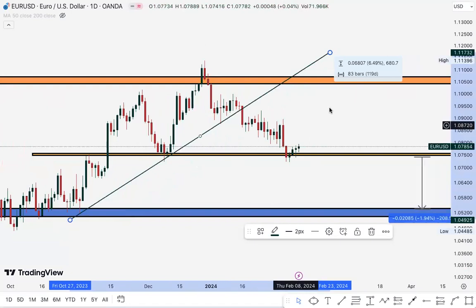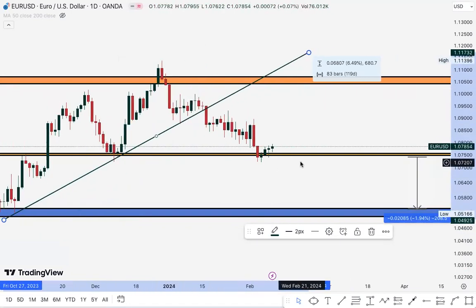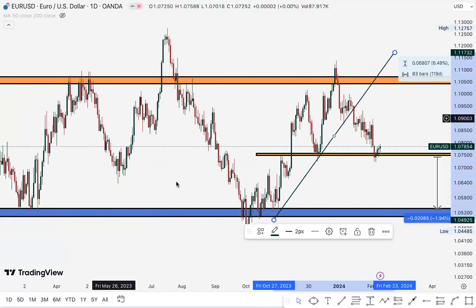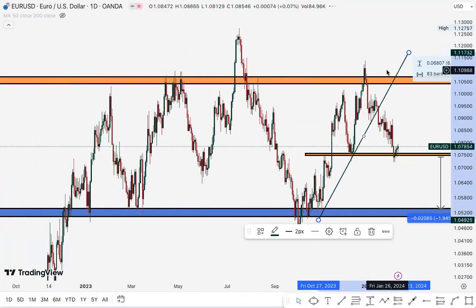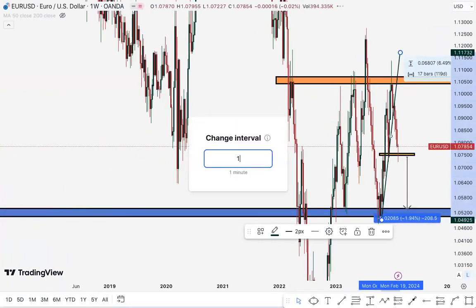All right, so as you can see, this was also a head and shoulders pattern forming. So this is a neckline within. This is a head and shoulders pattern within a head and shoulders pattern within a double top. Head, shoulder, shoulder. Head, shoulder, shoulder. Double top on the monthly.